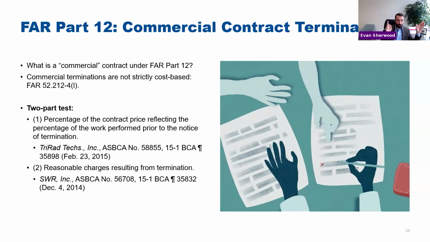Plus, reasonable charges resulting from termination. The reasonable charges part, in practice, is much more like the cost-focused issues that we were talking about a moment ago. What really makes Part 12 unique is this item number 1, percentage of the contract price reflecting the percentage of work performed.